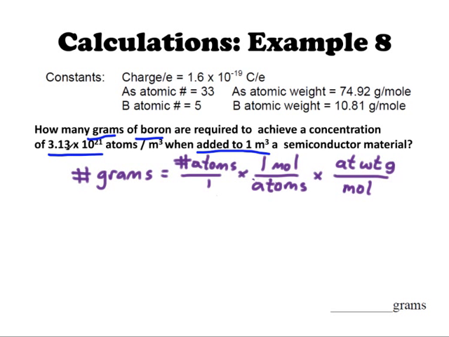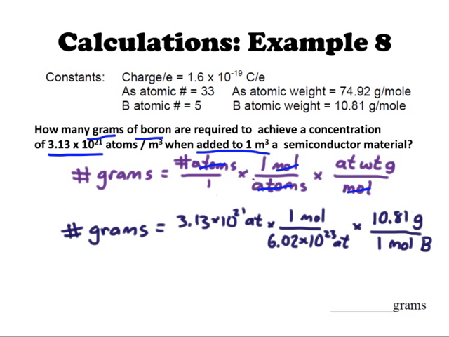Conveniently enough, we are looking for 3.13 times 10 to the 21st atoms per meter cubed, and we are adding to 1 meter cubed of semiconductor material. So the number of atoms is just going to be 3.13 times 10 to the 21st power. We will multiply this by 1 mole divided by Avogadro's number, the number of atoms in a mole, and then multiply that by the atomic weight of boron for 1 mole.